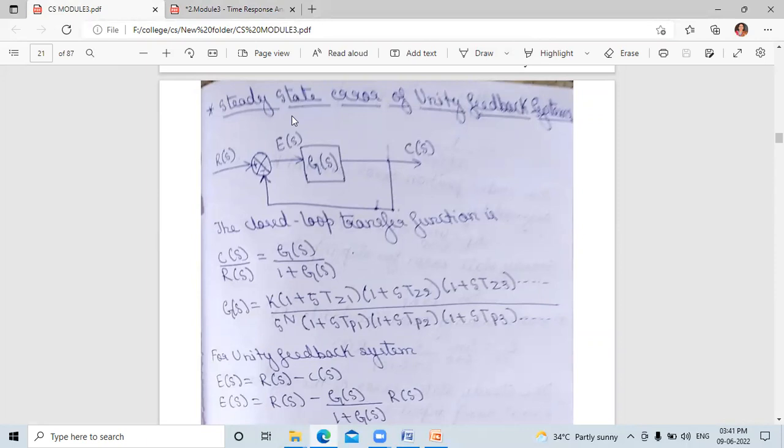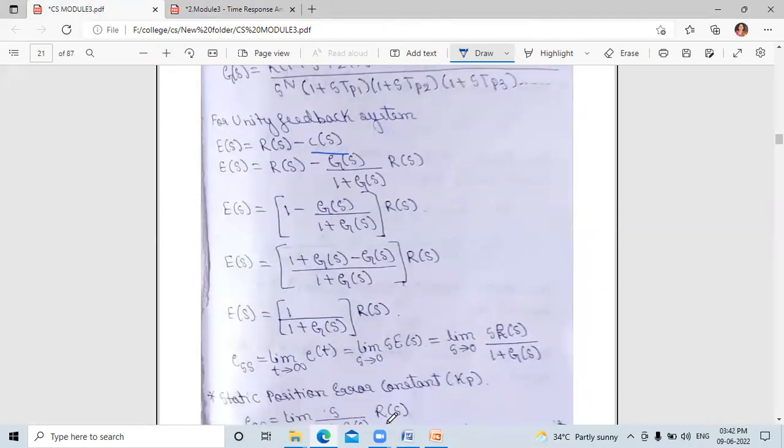This is my notes. You can observe it is the same as written in a standard textbook. Steady state error of a unity feedback system: we have written the closed loop and the same G of S. For a unity feedback system, E of S equals R of S minus C of S, and we substituted the value of C of S here. Later R of S is taken out common, so you get 1 divided by 1 plus G of S into R of S. ESS equals limit t tends to infinity E of t. In terms of Laplace, limit s tends to 0, s into E of S, and we have substituted the E of S value. This is the standard equation you remember. Okay, for next.